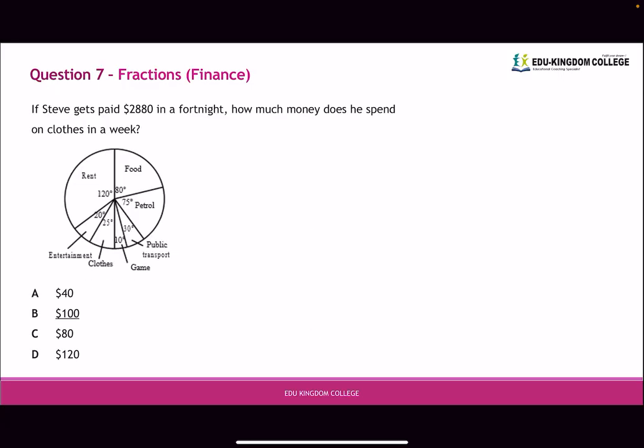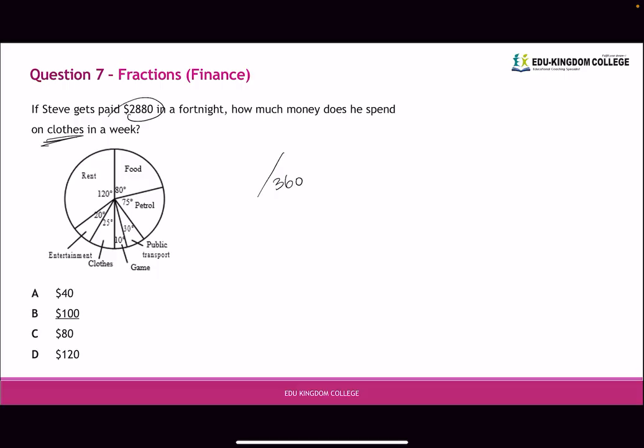Question 7 is a fractions question, slightly mixed in with a couple of degrees and angles, which adds just a slight layer of complexity to it. We should be okay with it though. So we know the total number of degrees in a circle is 360, and we're looking at how much Steve spends on clothes in a week.